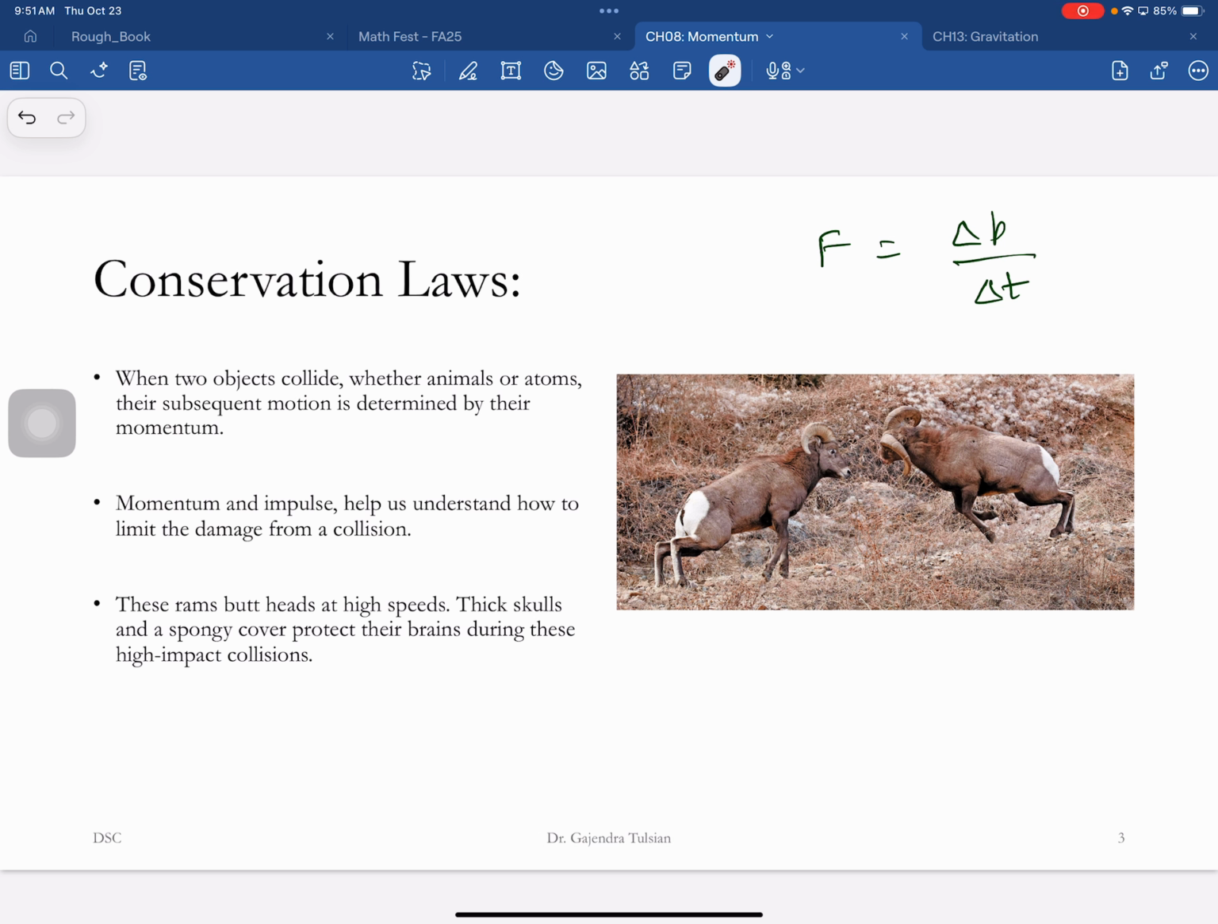Woodpeckers have to deal with that too. When they're pecking on trees and stuff like that, the forces can be very, very large, almost 1,200 newtons, which is twice your body weight.